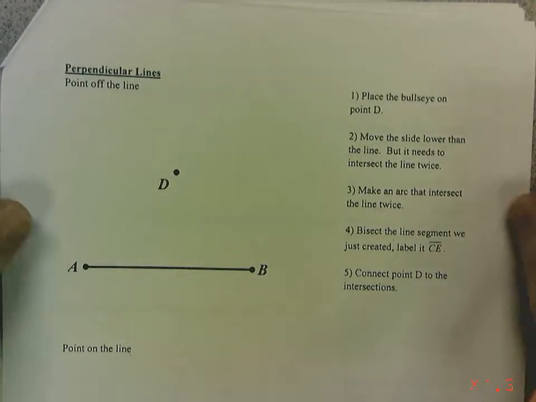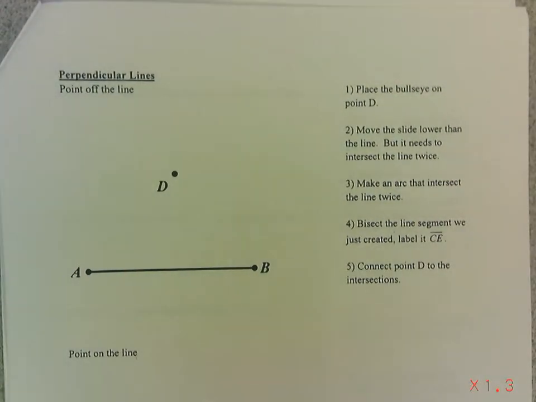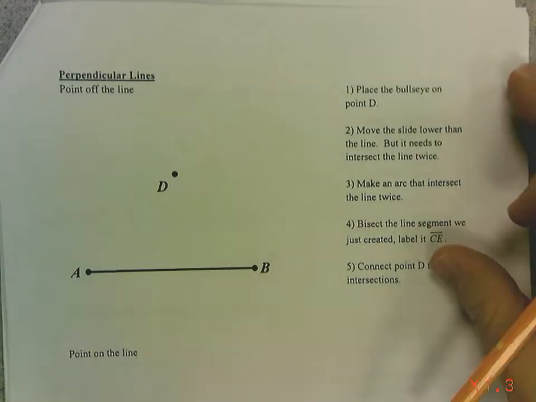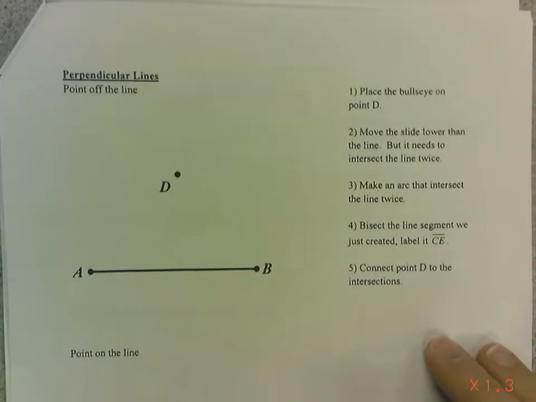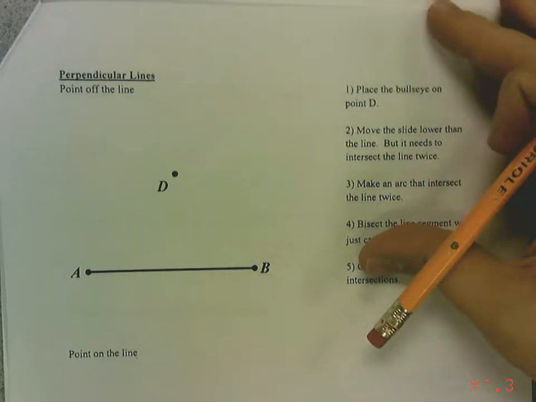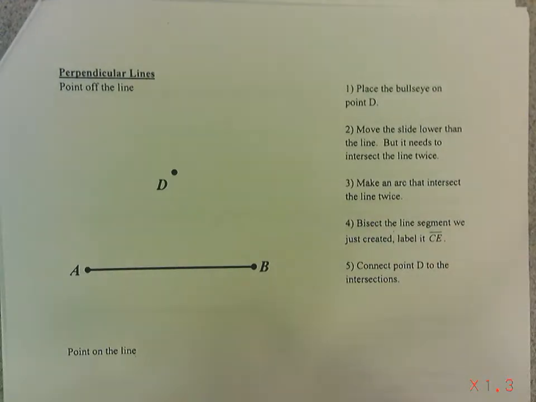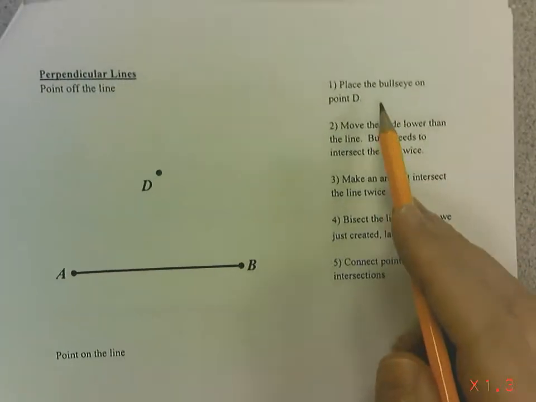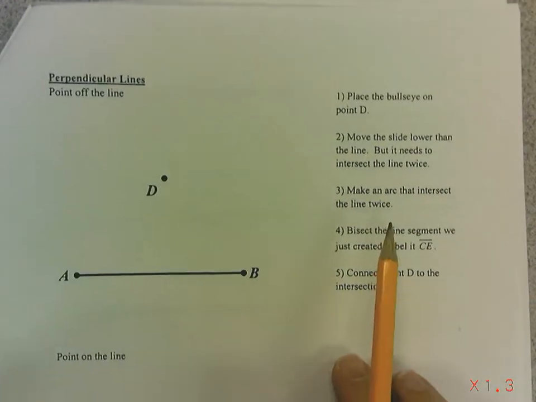All right, so today we're going to be talking about making a perpendicular line. So again, your notes have all the steps listed right here. I'm just going to be walking you through the steps on how to do it. So the first thing that the steps say is to place the bullseye on point D.